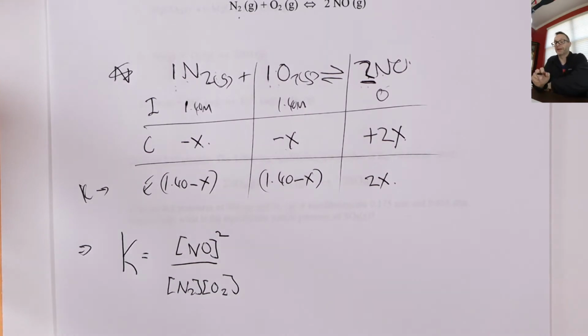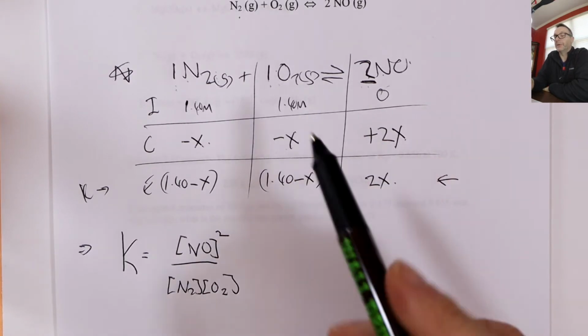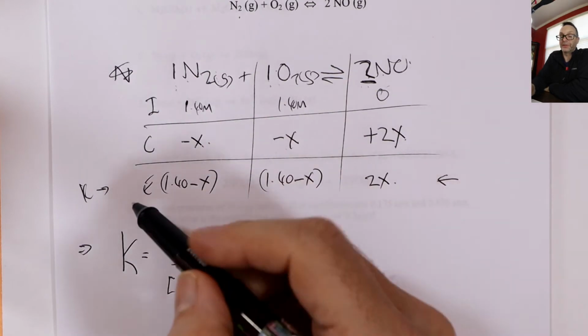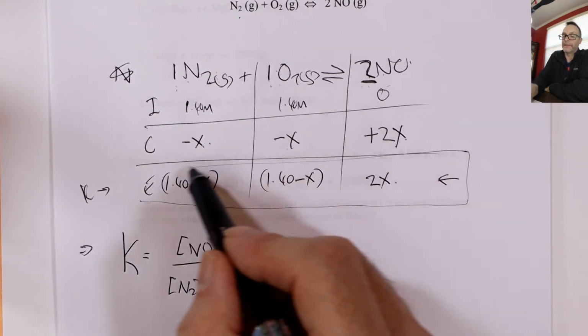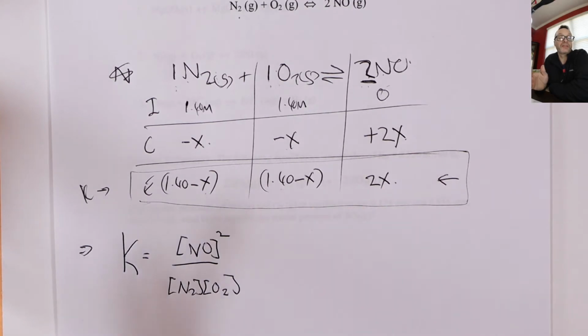Now let's keep our eyes on the prize. They want to know the values of these things here: what is the concentration of each reactant at equilibrium. In other words, on the E line, it's 1.4 minus x, 1.4 minus x, and 2x. So obviously we've got to find x.